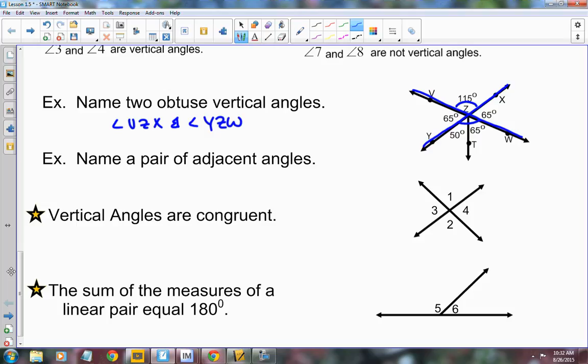All right, using the same picture, there's lots of different answers for this next one. We'll name a couple. Name a pair of adjacent angles. Name a pair of adjacent angles. Shaylin? YZT and WZT. Yeah, I know sometimes my letters get all mixed up. Okay, so angle YZT and angle WZT. Okay, let's name another pair. One more. What do you think, Brennan?